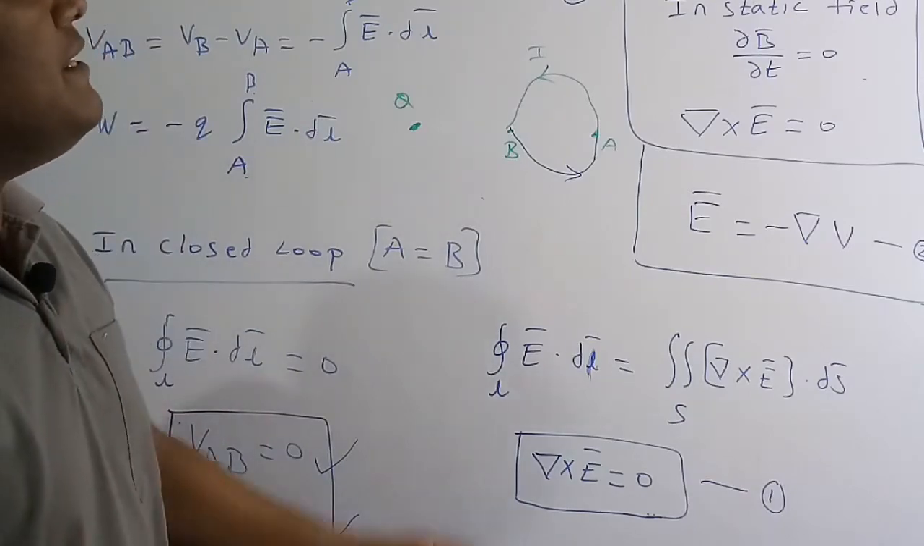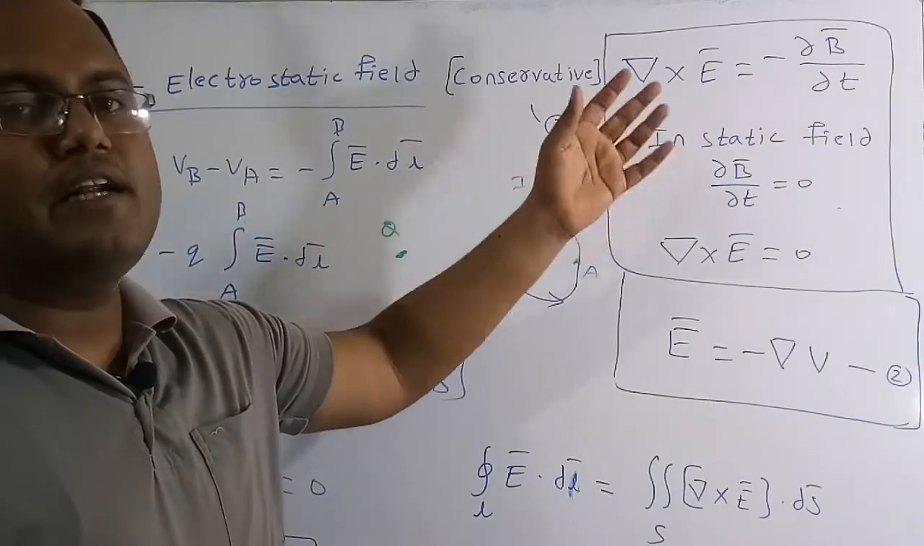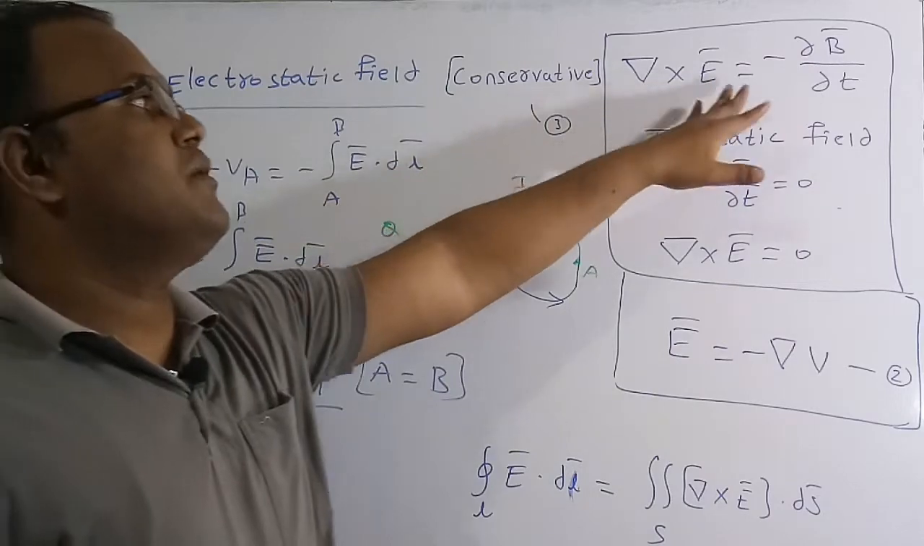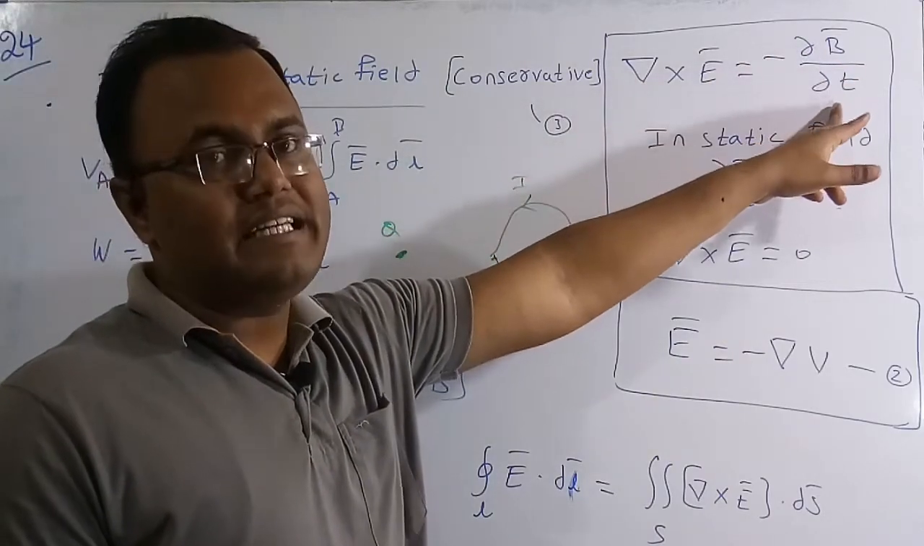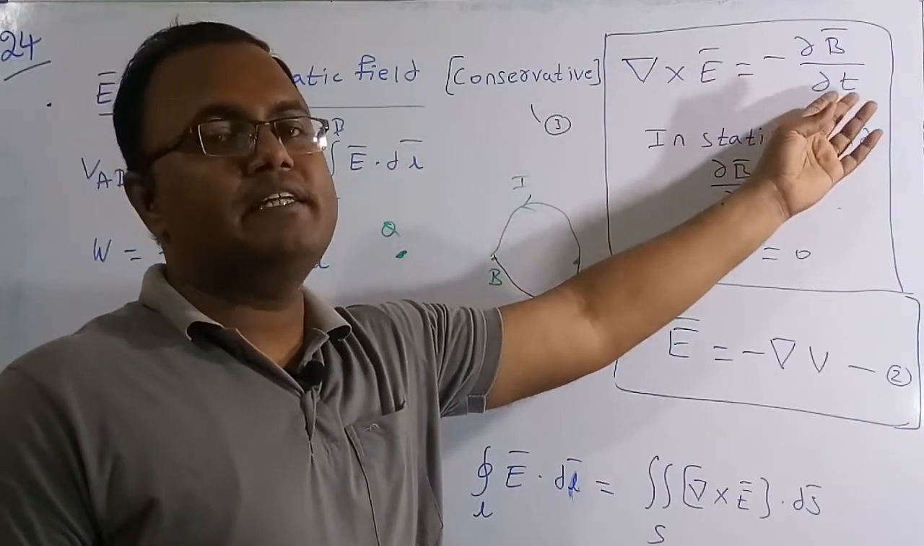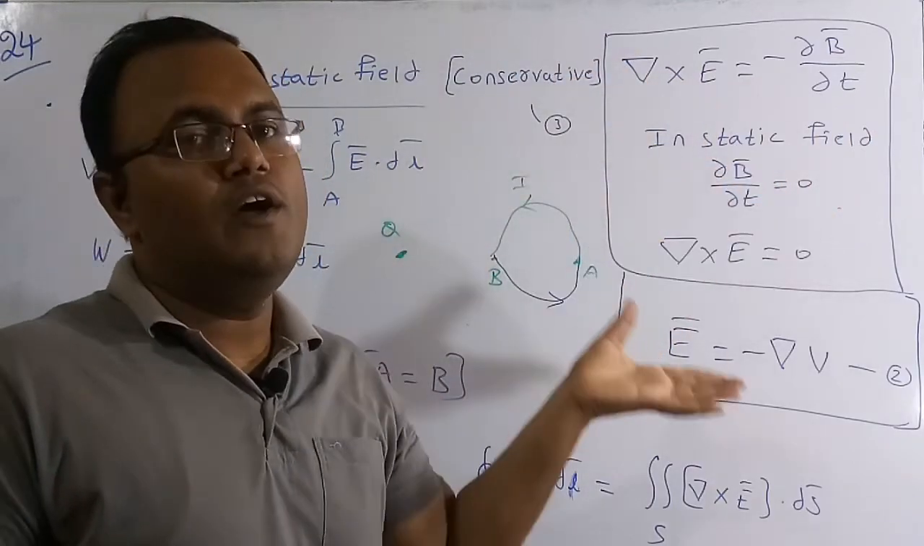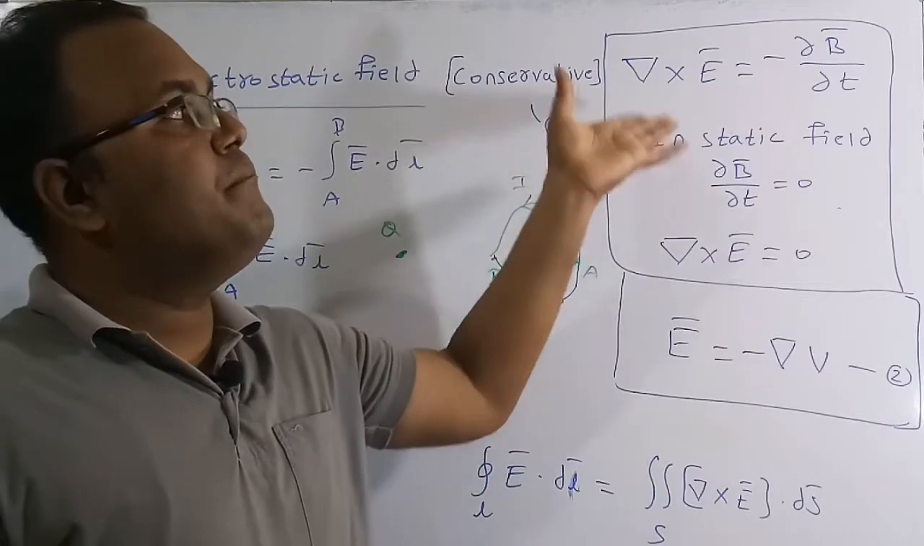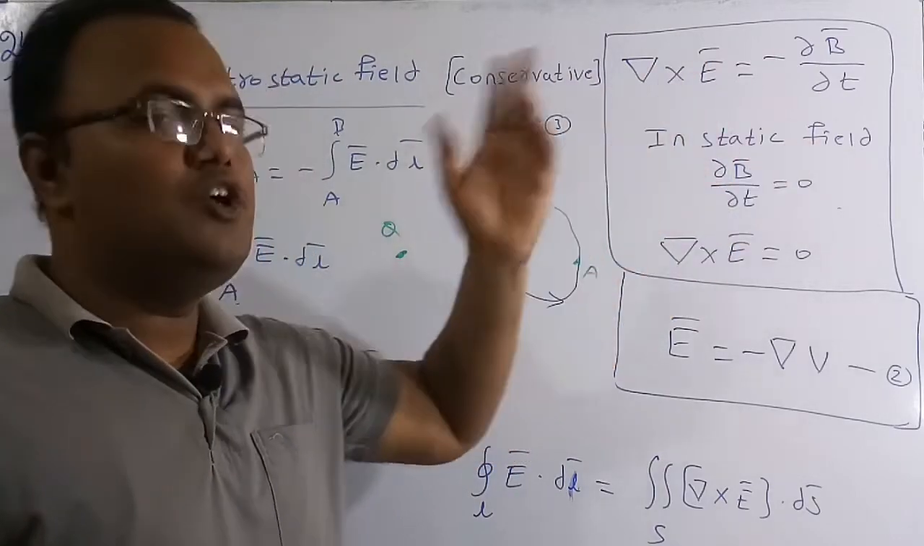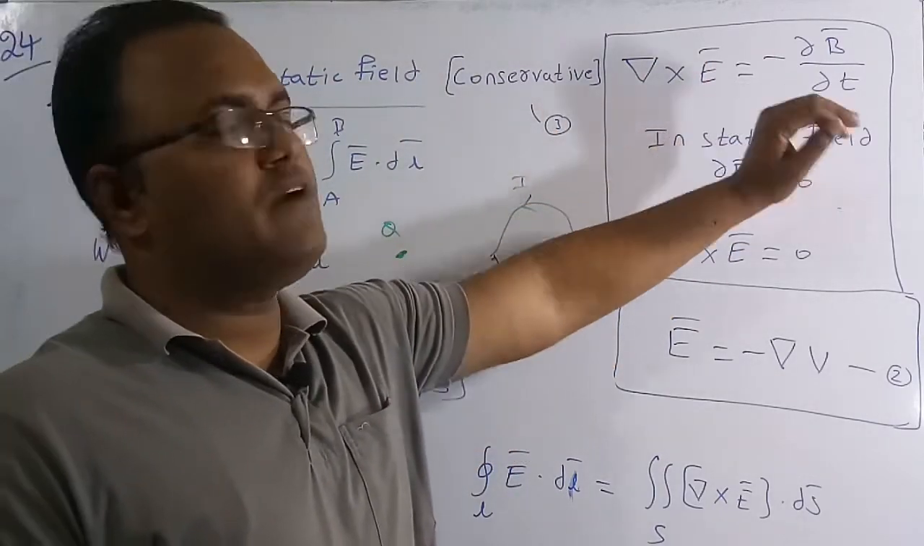And also, by Faraday's law we already know del cross E bar is equal to minus dou B by dou t. It indicates that whenever there is a change of magnetic field, we are going to produce the electric field, and the converse is also true. Whenever there is a change in electric field, magnetic field is also going to get produced. So this is with the help of Faraday's law.